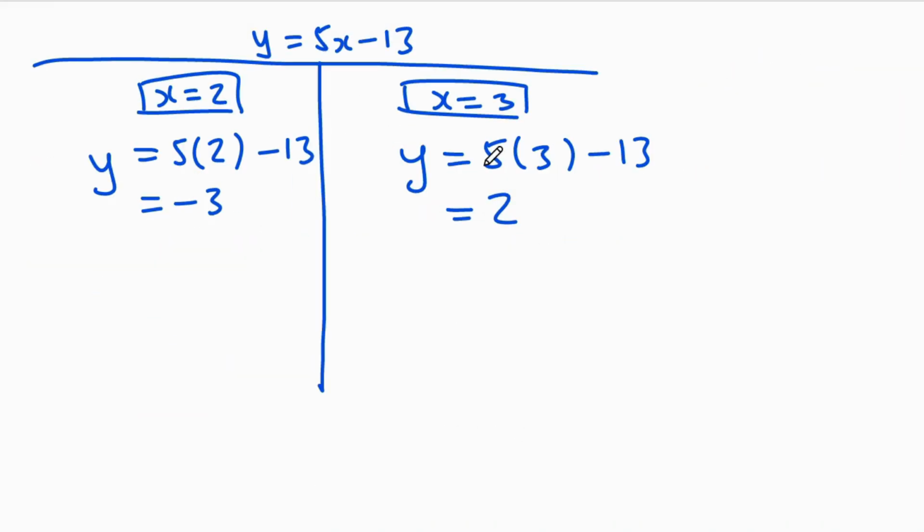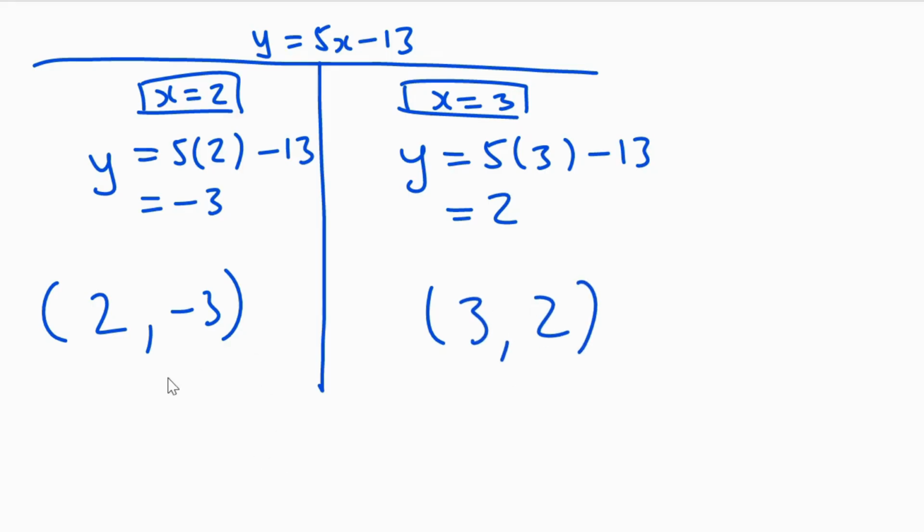And last but not least, your coordinate pairings. Remember, x before y. When x is 2, y is minus 3. And when x is 3, y is 2. And there is where the circle and the line intersect, at those 2 points.